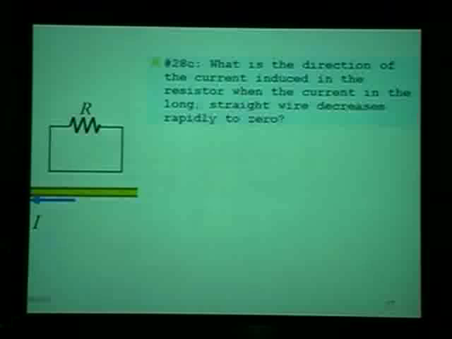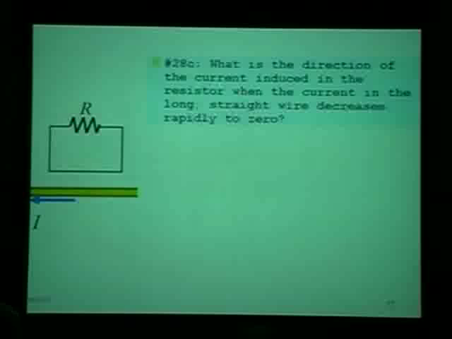Second question is, as we proceed through this problem, does that flux increase or decrease? Decrease. Because the field is equal to mu naught I over 2 pi r. So if I shut the current off, that field is decreasing. Right? So that's our situation. The coil, now we'll just throw the wire away and think about the coil by itself. It's experiencing a flux that's into the page and it's decreasing.